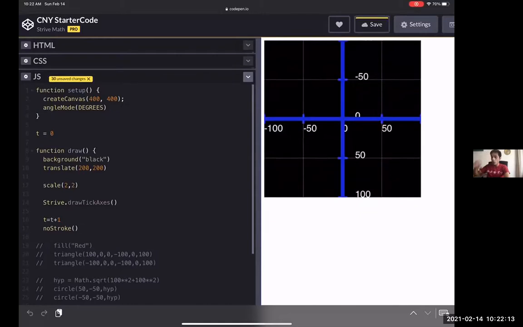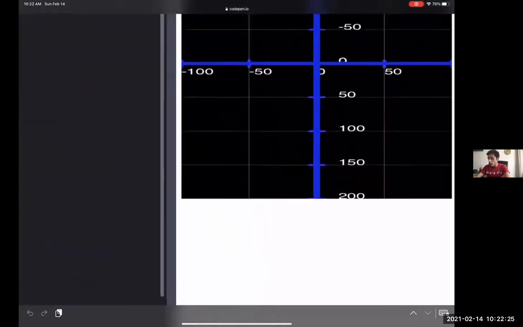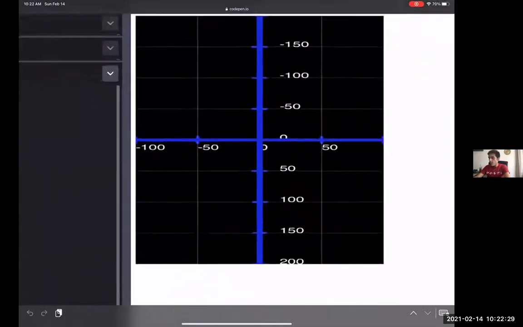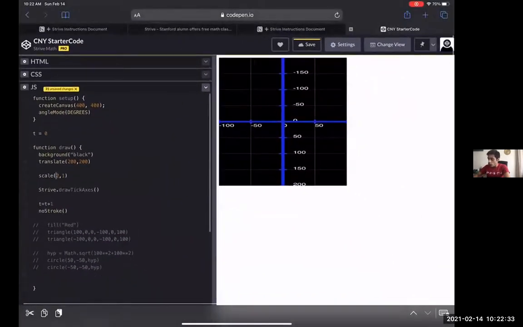So pay attention here. What scale is doing is it's like zooming in or zooming out. So I'm zooming my x in. So let's keep my y scale to 1 and my x scale to 2. So my y at the bottom is 200, which was normal, right? But my x is zoomed in. My x is now 100, right? Similarly, I can also zoom out. I can do 0.5, 0.5.